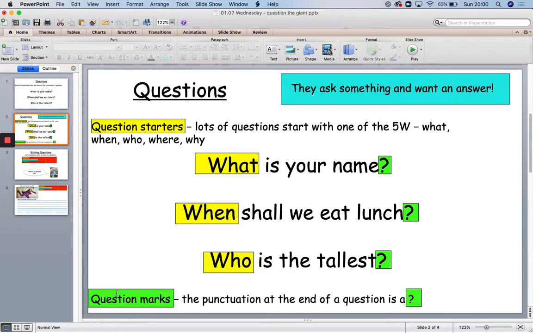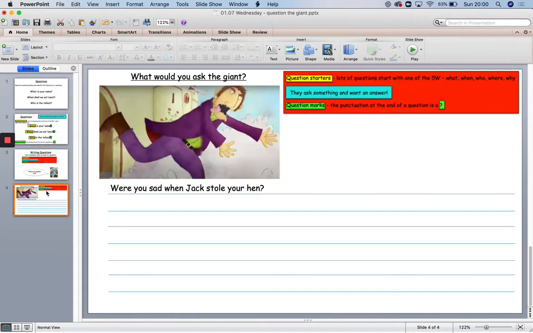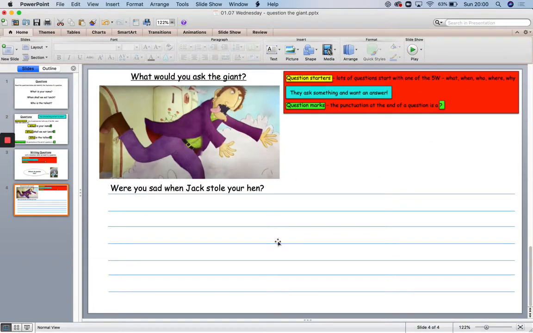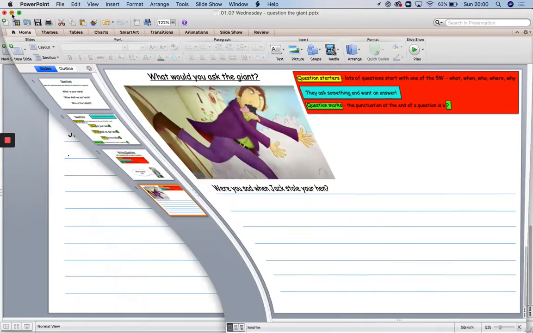There are some question starters here. Also, if you want to head to the plan that you will be using the following week, there is a writing checklist. We will make sure that is up for you as well. So lots of space there for you to do some writing of your questions for the giant.